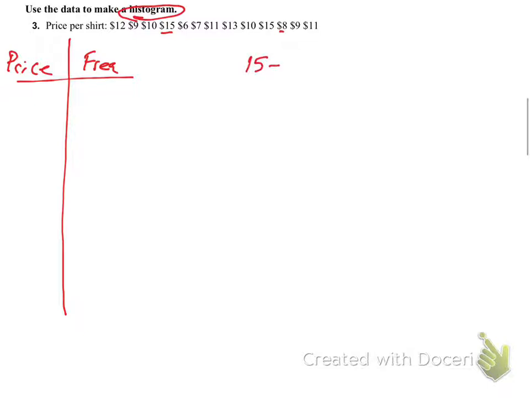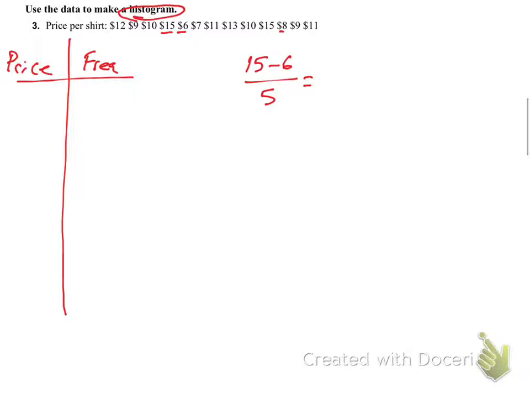This number 3 says make a histogram. So in order to make a histogram, we need to start with a frequency table. So there's going to be price, and then there's going to be frequency. But now I need to find out how big my intervals are going to be. So it looks like my biggest number is 15. So I'm going to do 15 minus my smallest number, which looks to be 6. Okay, so I'm going to do 15 minus 6 divided by 5.